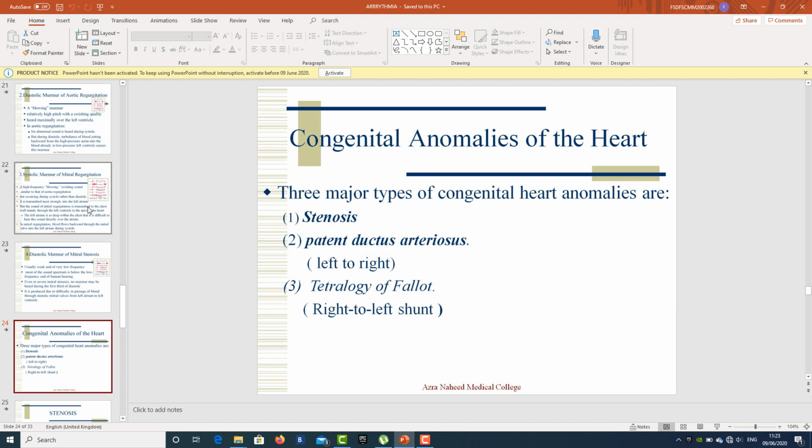Now let's talk about the congenital anomalies of the heart. There are three major types of anomalies which are seen congenitally related to heart. They are stenosis, patent ductus arteriosus, that is the left to right shunt, and tetralogy of Fallot, that is the right to left shunt.